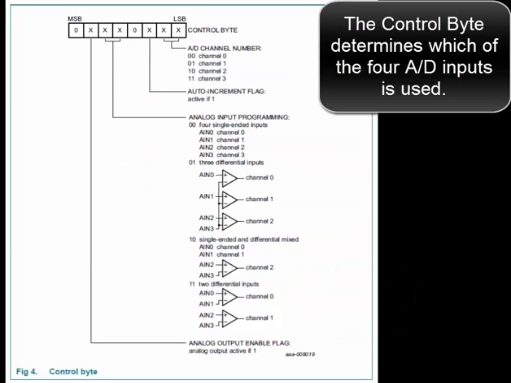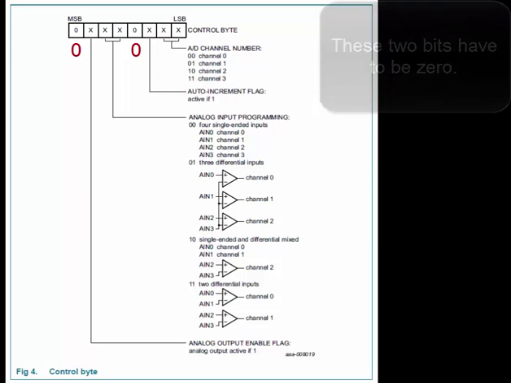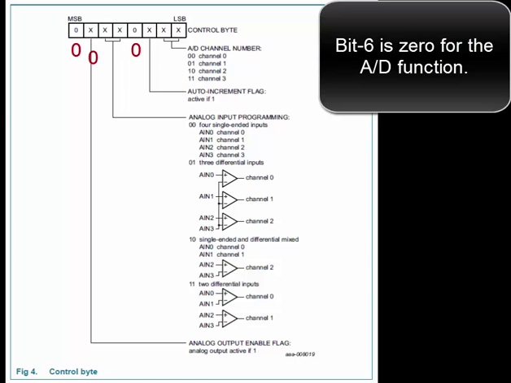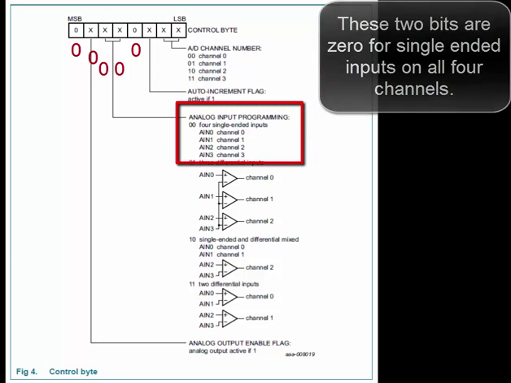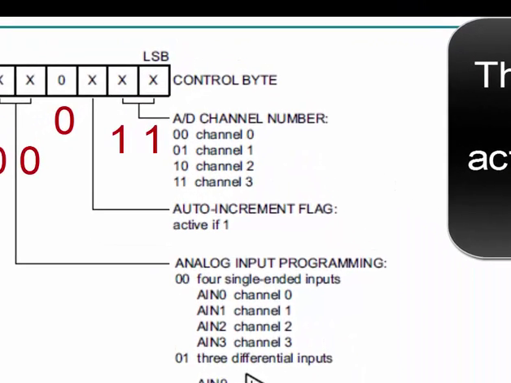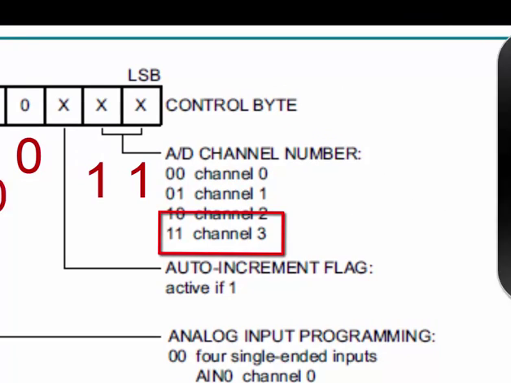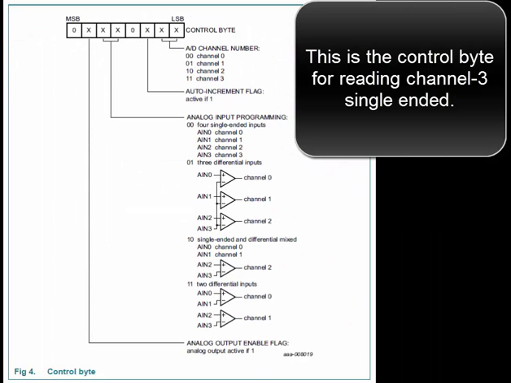The control byte determines which of the four A to D inputs is used. These two bits have to be 0. Bit 6 is 0 for the A to D function. These two bits are 0 for single-ended inputs on all four channels. These two bits have to be 1-1 for activating the A to D on channel 3. Bit 2 is 0 for reading only one channel. This is the control byte for reading channel 3 single-ended.